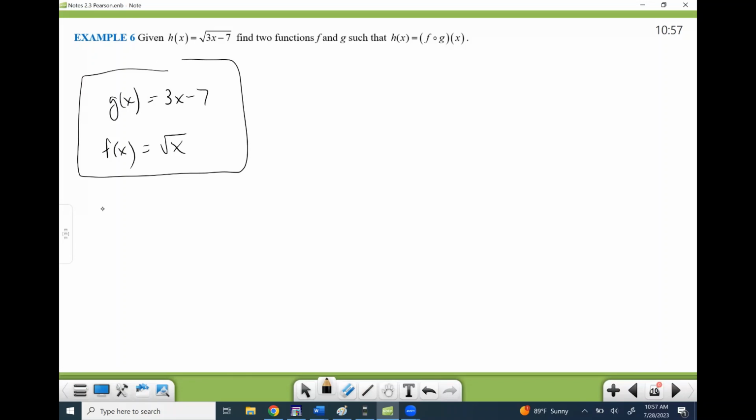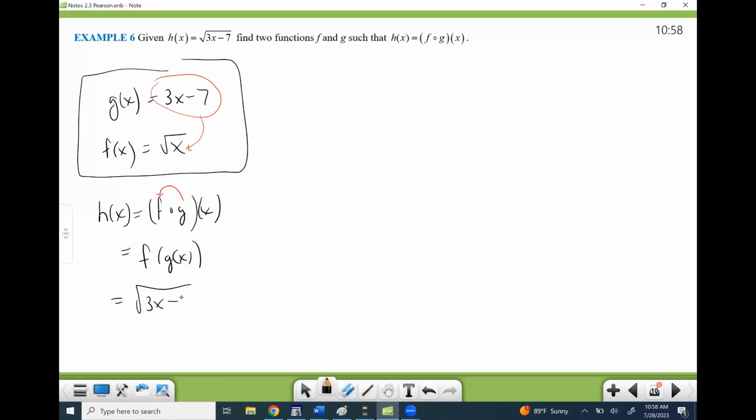Okay, so let's check it. So h of x is supposed to be defined according to the directions as f compose g, or f of g of x. So it's going to be f with g inside. If we take g and substitute it into f, that means we would put 3x minus 7 into this spot. And if we did that, what do you know? You would end up getting exactly what we hoped you would get. So this was us checking it.